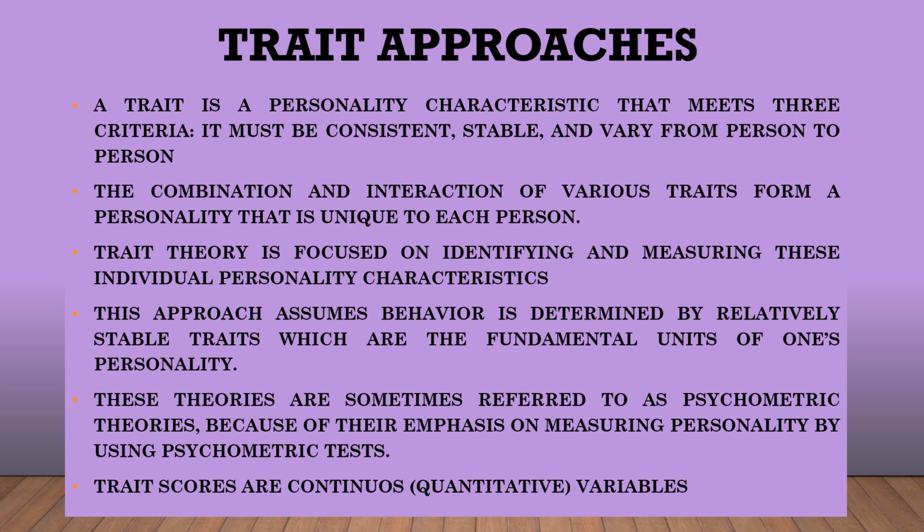It is presumed that individuals differ in their traits due to genetic differences. These theories are sometimes referred to as psychometric theories because of their emphasis on measuring personality by using psychometric tests. The trait scores are continuous variables. A person is given a numeric score to indicate how much of a trait they possess.